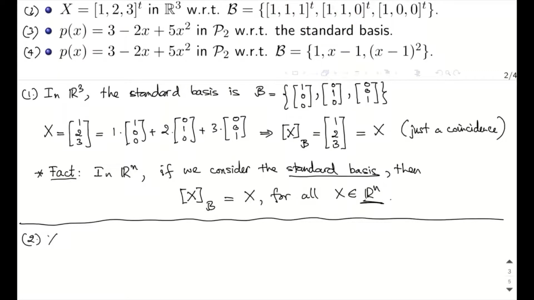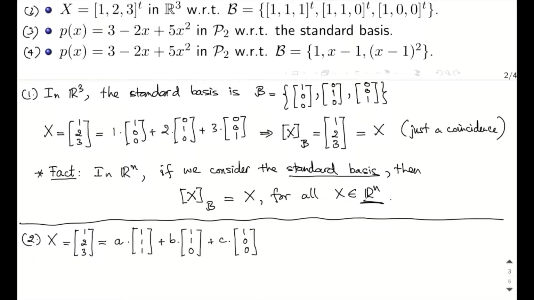So we want to write x = (1, 2, 3) as the linear combination. This is hard to see right away, the scalars, right? So let's denote them A, B, and C. The vectors are going to be (1, 1, 1), (1, 1, 0), (1, 0, 0).